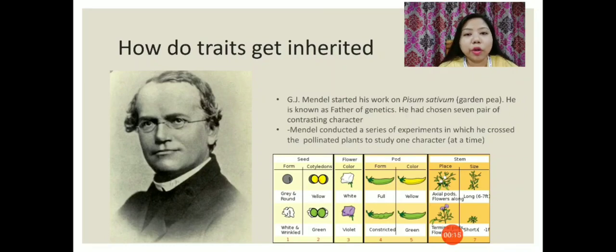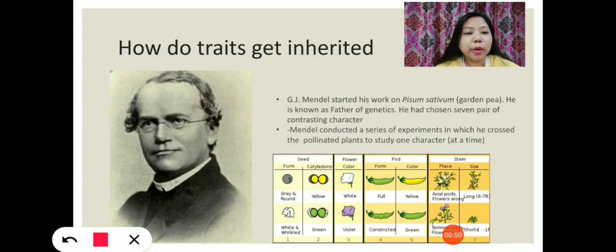Now, Gregor Johann Mendel was the first person to find out how traits get inherited. He started his work on Pisum sativum, the garden pea. He is known as the father of genetics. He had chosen 7 pairs of contrasting characters. Mendel conducted a series of experiments in which he crossed pollinated plants to study one characteristic at a time. Here you can see the list of the 7 chosen contrasting characters.